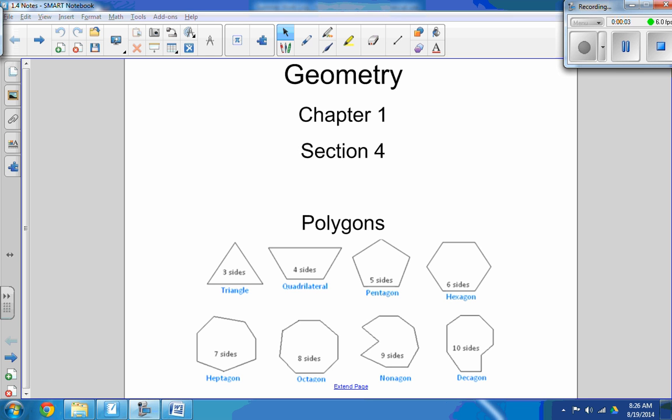Geometry, Chapter 1, Section 4, Polygons.